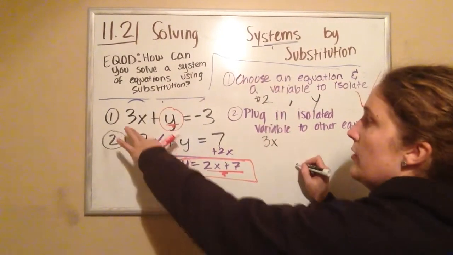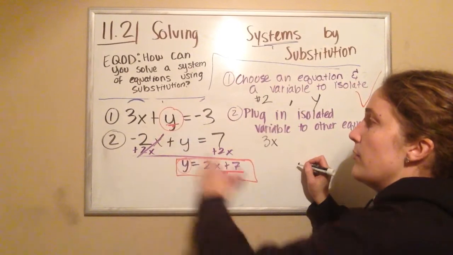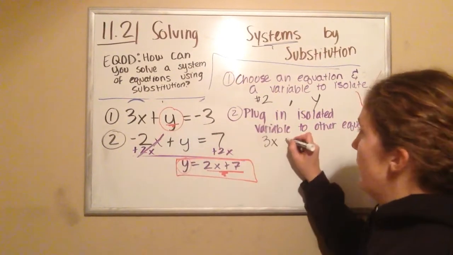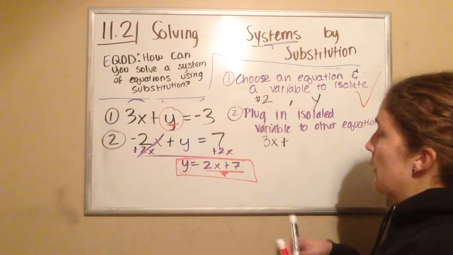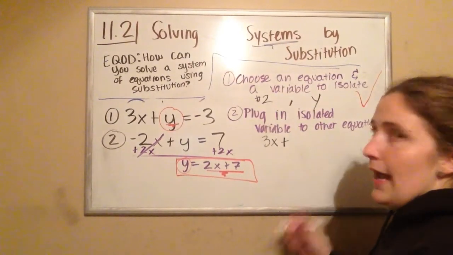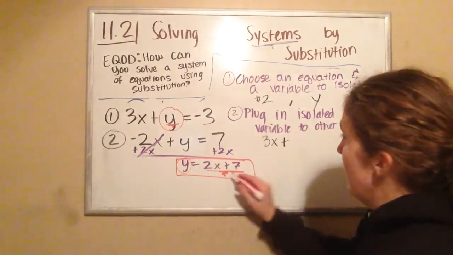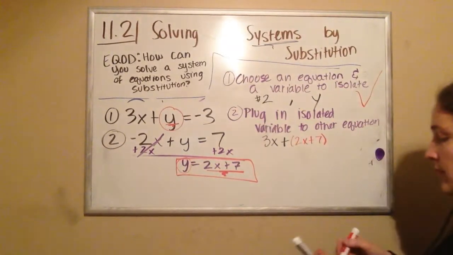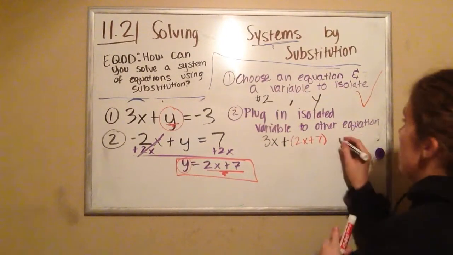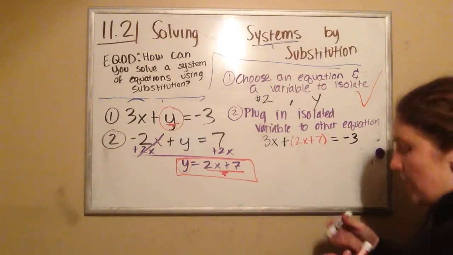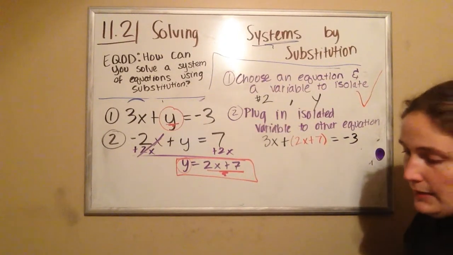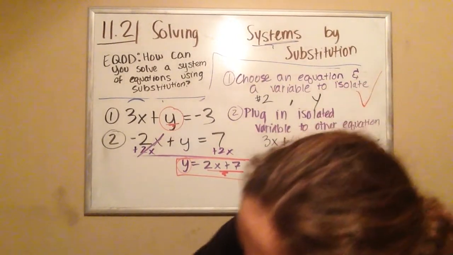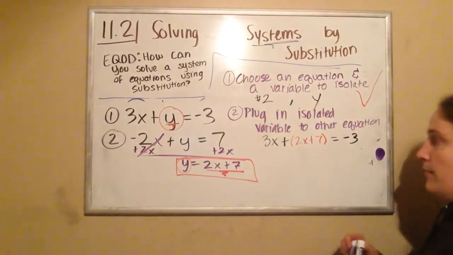3x. We're using this equation. We already used this one. We rearranged this one. So now we're plugging into this equation. Plus, instead of y, I'm not using y anymore. I'm now using 2x plus 7 equals negative 3. If you don't understand where that 2x plus 7 is, you need to understand that. So let's take some more time to see where it comes from.